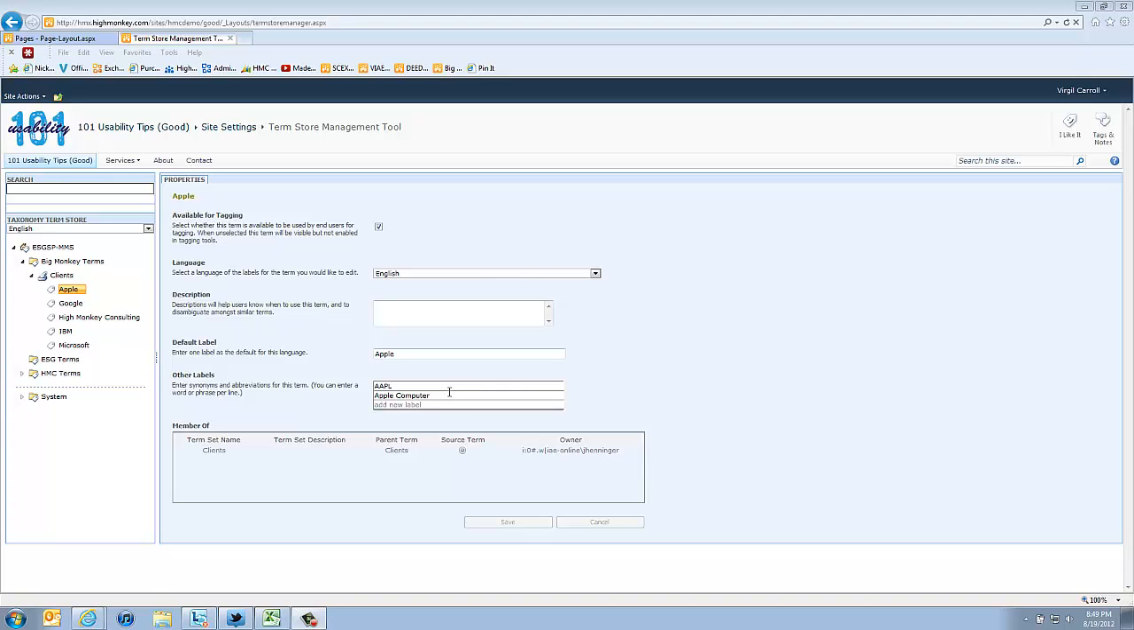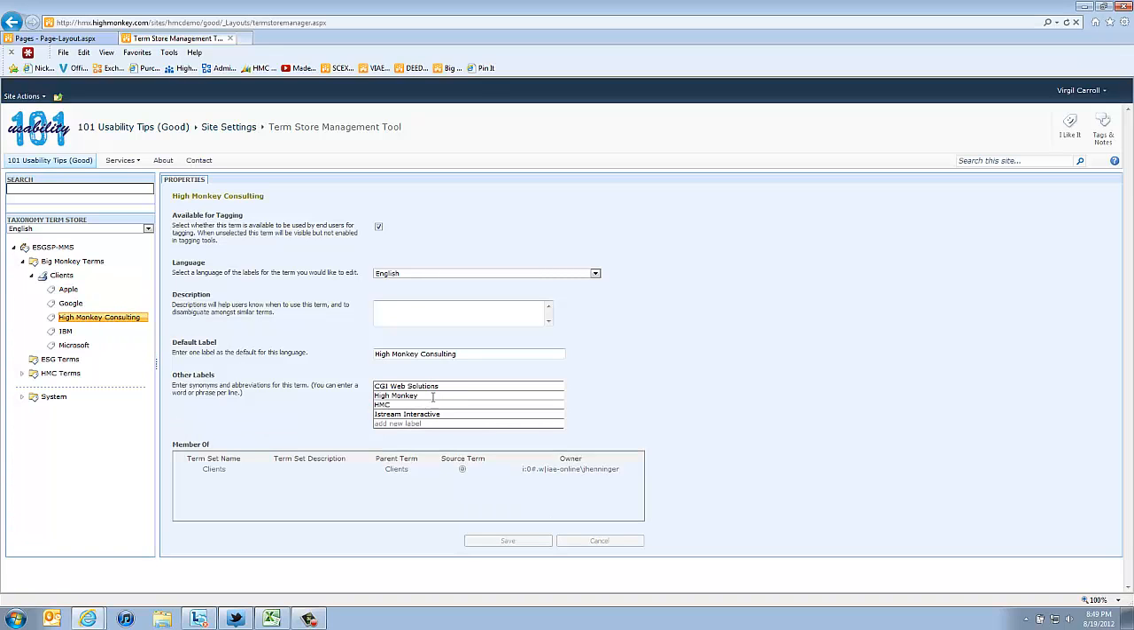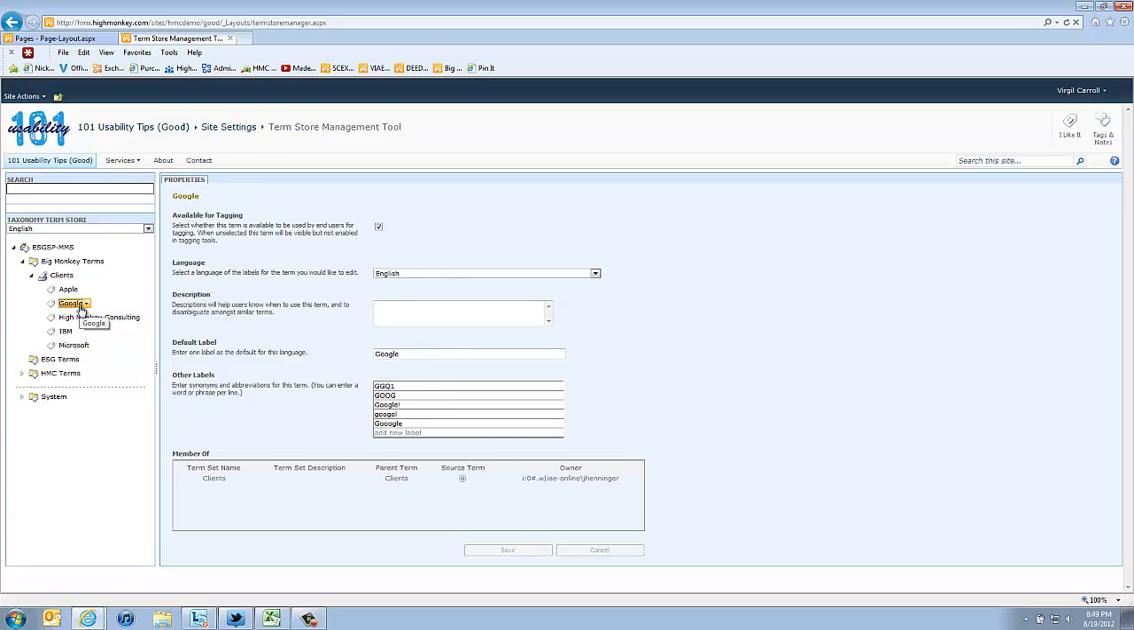So you can see in particular here, for Apple, we have AAPL, Apple Computer, different ways that they could store there. You can see for HiMonkey, we actually have some other names that used to be former names of my company years and years ago. But even more importantly, taking this one step further, is sometimes you can have different things like this.